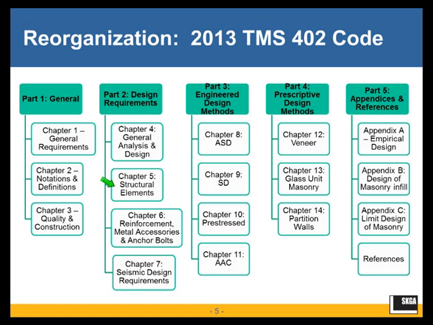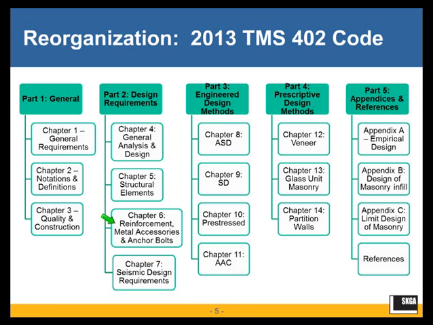Chapter 5 has basic requirements for a variety of structural elements that apply no matter what type of design method we're using, whether allowable stress or strength design. So it has a section just on general elements. This is things like effective flange widths. There's a section on beams, a section on columns, a short section on pilasters in Chapter 5, and also a short section on corbels.